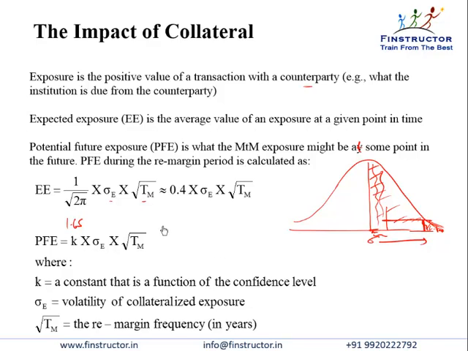Now the reason that we need to study the remargining period well is because our expected exposure, and more importantly the potential future exposure, may deviate significantly within this remargining period. So if sigma E is the volatility of the exposure or the volatility of our instrument, Tm is the remargin frequency.